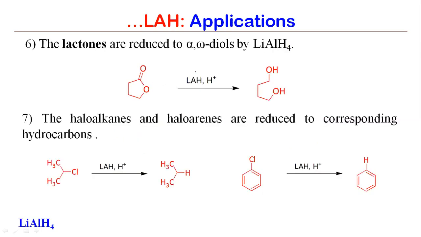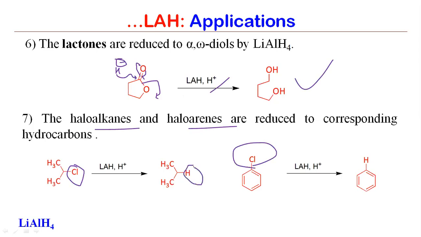If it is lactone, then it will give diol, and as I mentioned, hydride attacks first. Hydride will attack on this carbonyl carbon, and it will rise in this fashion. Once it reverts back, this bond will be opened. After protonation, we will get this diol. That is obvious. If it is haloalkane or haloarene, then LiAlH4 will give corresponding alkanes. So these are the 7 applications which we have discussed.